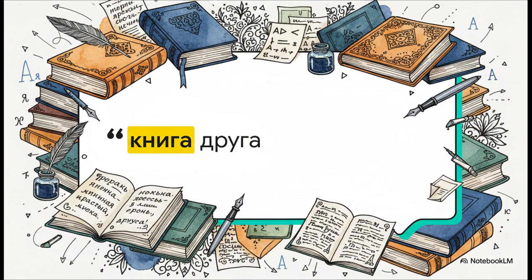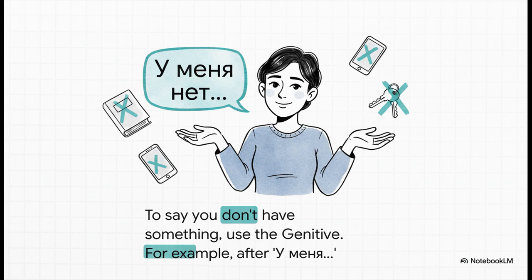Here's a perfect example for you. If you want to say a friend's book, you say kniga druga. See what happened there? The word for friend, drug, changed to druga. That's that a ending we just learned for masculine nouns. Let's say it together. Kniga druga. Excellent work.